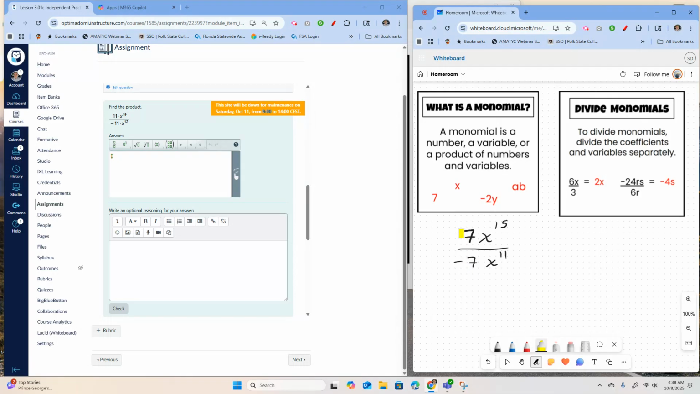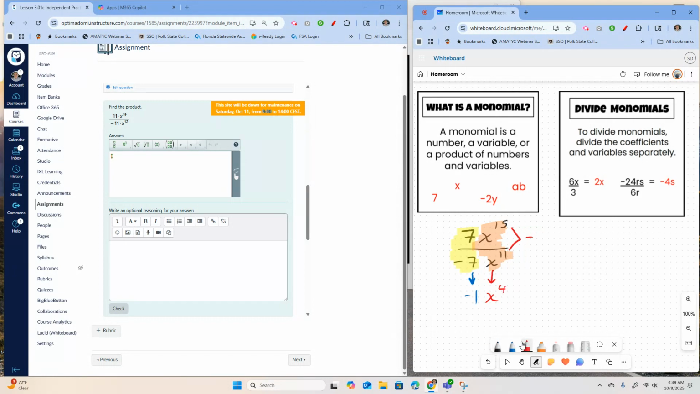How do you divide? You divide the numbers with the numbers. So let's find out what is 7 divided by negative 7. You can use a calculator. That will be negative 1. And now you're going to divide the letters with the letters. Let me change the color. I'll use the orange one. So the letters with the letters. And how do we divide the letters? Every time you divide letters that are the same, you keep the letter and you subtract the exponents. So 15 take away 11, that will be 4.